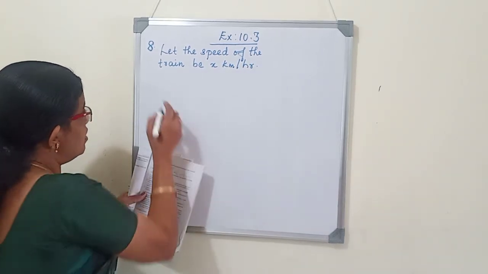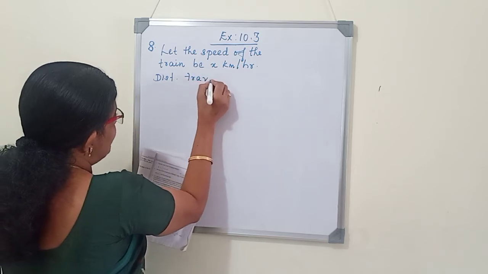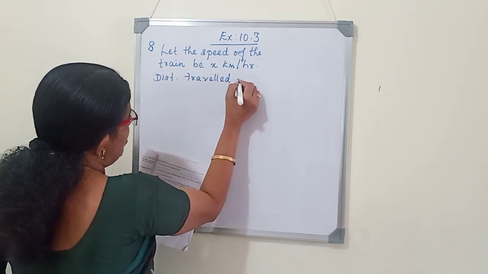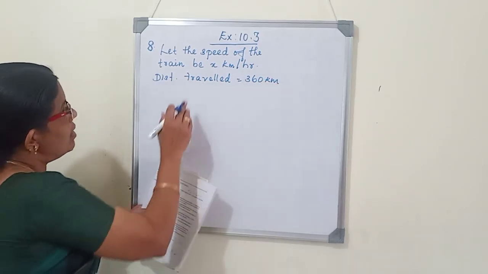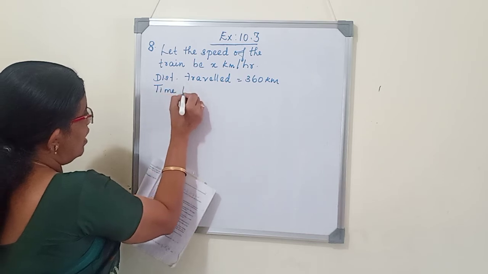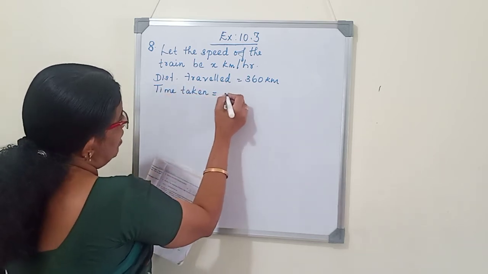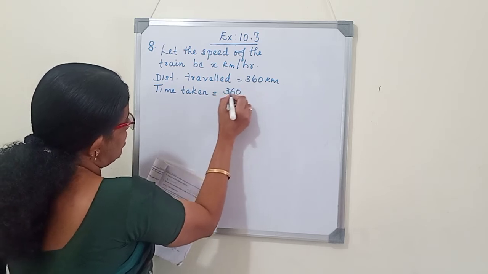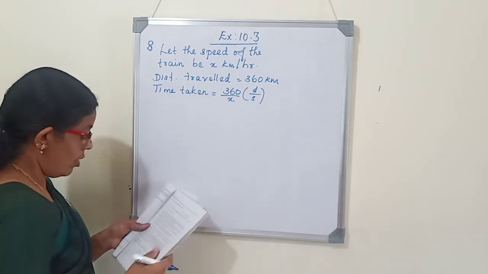Distance travelled 360 km. Now once you write speed and distance, we will write the time. Time taken is equal to distance by speed, that is 360 by x. Distance by speed is the formula for time.